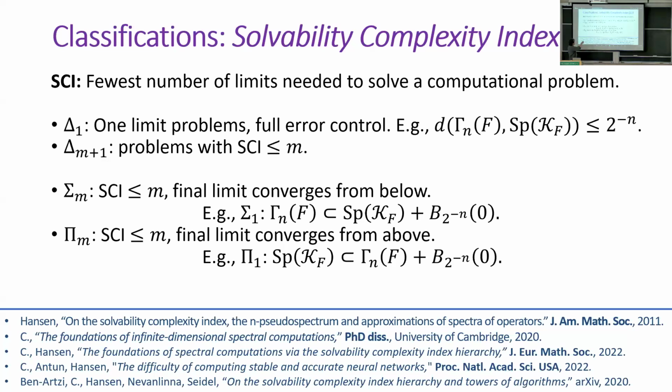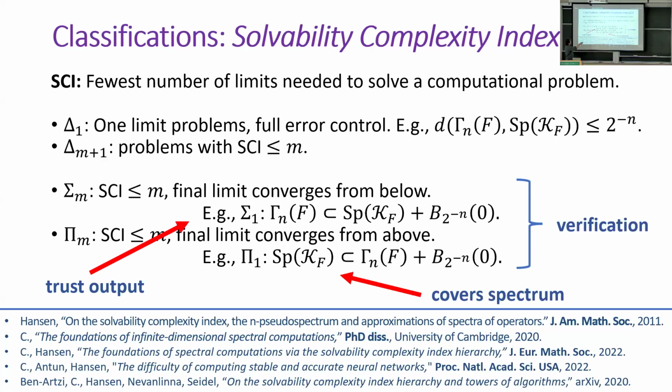There's a dual notion, pi m, where you converge from above in the final limit. So if you're doing it in one limit, this would be that your algorithm, up to this ball, contains the spectrum.